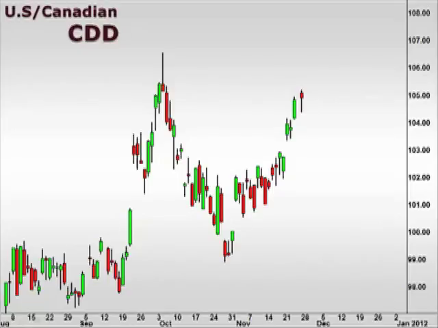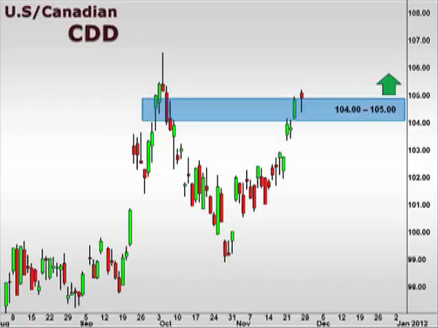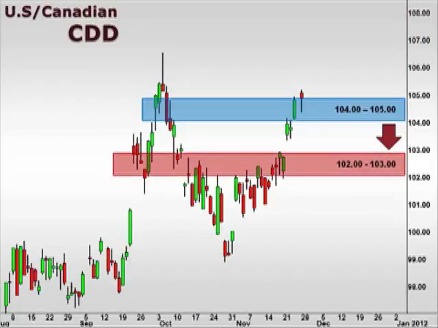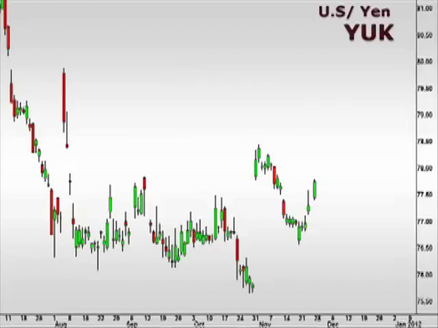Let's take a look at the CDD, the US dollar versus the Canadian dollar. Well, we had the 104-105 resistance zone as a target last week and saw a break beyond that on Friday. While we are open to a continuation higher, a retracement after this significant move to the upside is likely, with our major support level sitting down at this 102-103 focal zone.